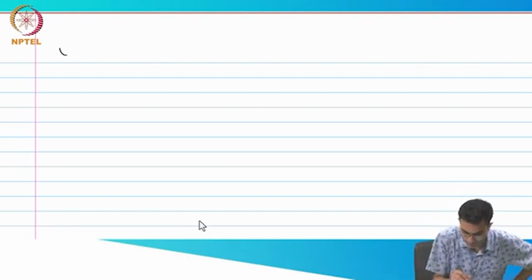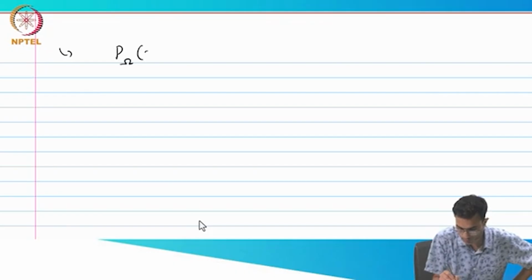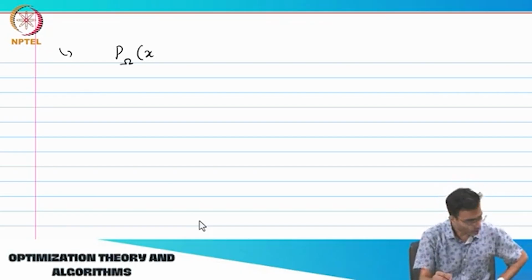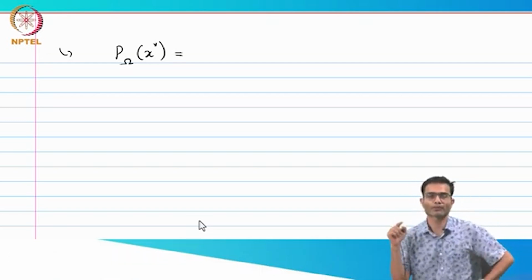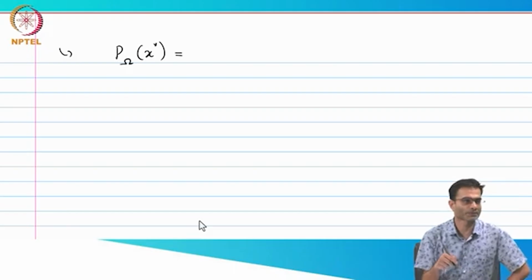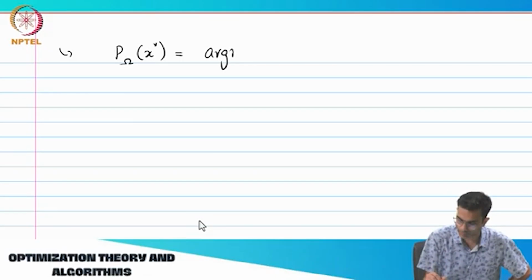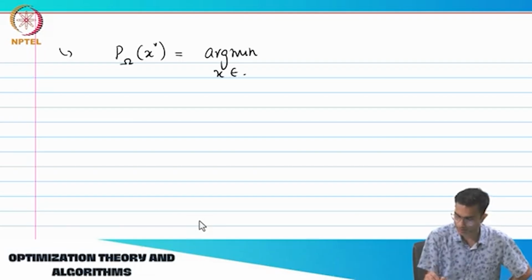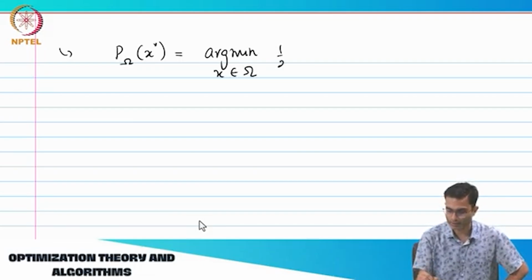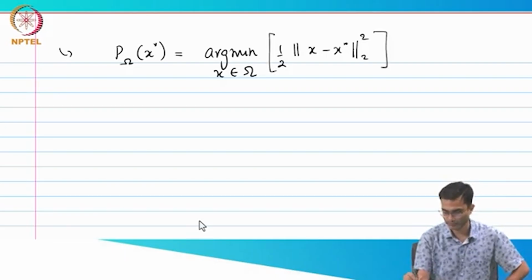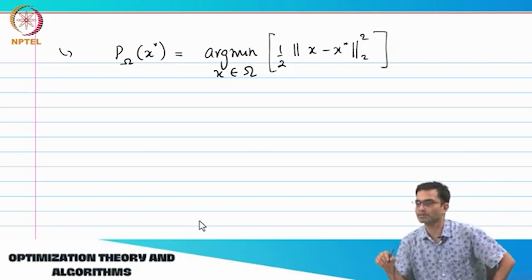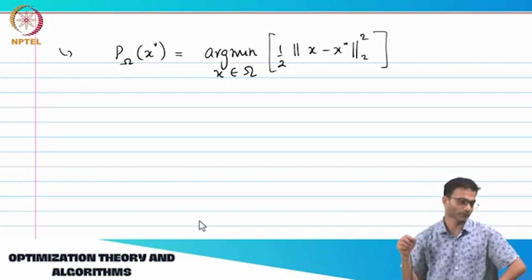So we have defined, let's say x star. So what does this mean? Projection of the point x star onto the feasible set omega. And how would I define it? Argument x can roam around on the entire set. This half is there just for convention, x minus x star. This is the problem that I have to solve. This problem may or may not be simple depending on omega.